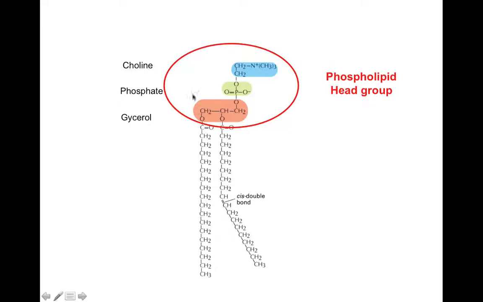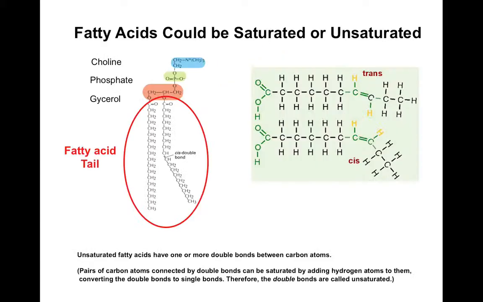tails. So the phospholipid head group contains a choline, a phosphate, and a glycerol, and this is hydrophilic because it can hydrogen bond with water. The hydrophobic tails contain hydrocarbons, and this cannot bond with water, therefore it is hydrophobic. Fatty acids can either be saturated or unsaturated.